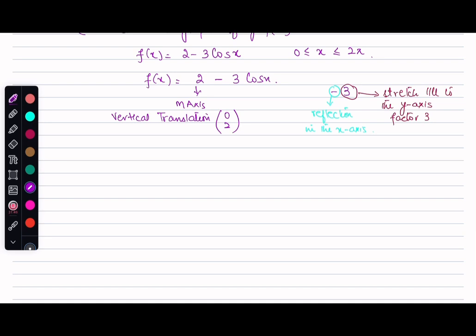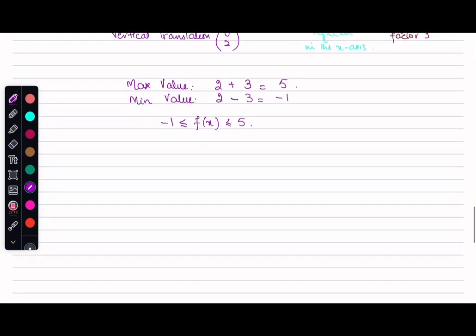So the maximum value for the graph is going to be the mid-axis value plus the stretch, which is a 3, that gives us a 5, and the minimum value here is going to be the mid-axis value and a minus 3, which gives me a negative 1, meaning the range of the graph is negative 1 less than or equal to f of x, which is less than or equal to 5 here. So we have the range of the graph, and again, to sketch the graph, this range is going to be very, very useful.